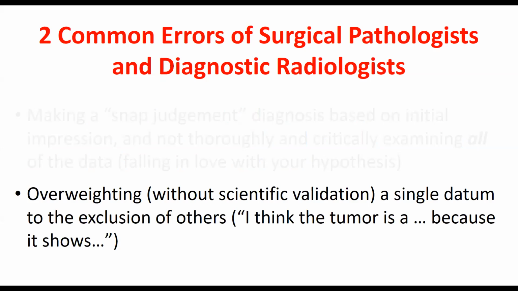All right, and then the second one is overweighting, giving too much weight or importance, without any scientific validation, to a single datum, to the exclusion of the others. Well, I think this tumor is meningioma because it shows whorls. Well, but it has the whorls.